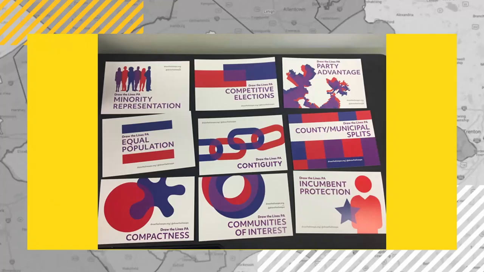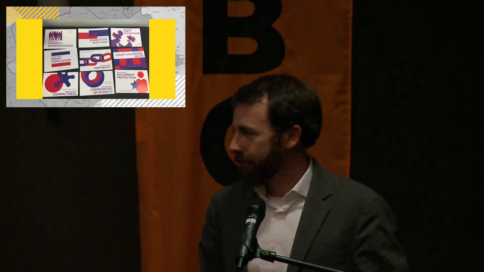Contiguity. The idea that you can't have a district separated from itself. I can't have District 1 in Erie and also have District 1 in the Lehigh Valley. There has to be some sort of connection between those. That is a federally required mandate. County and municipal splits.